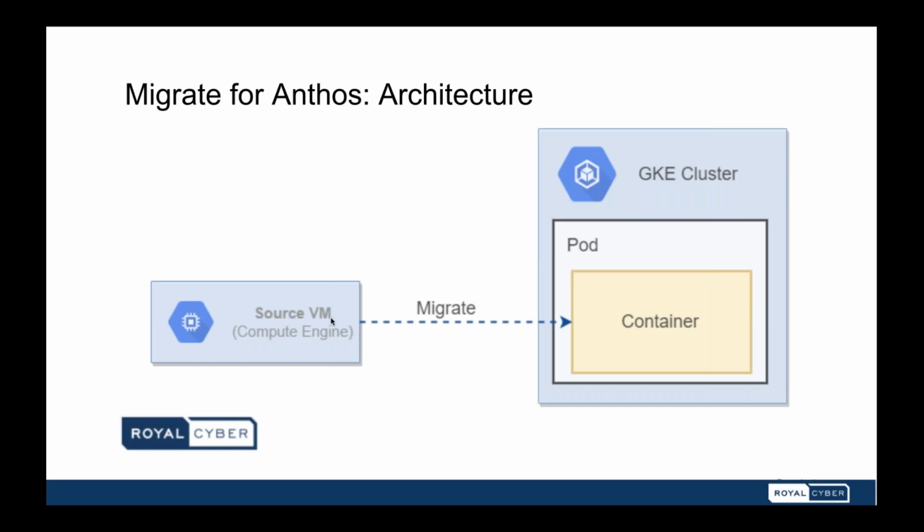So basically, one source VM is able to run in the GKE cluster by converting that VM into a pod, and that pod is able to run multiple containers inside of it. In a GKE environment, you have pods, and each pod is basically utilizing virtual machines, and those are able to run different containers depending on what size of pod you're actually utilizing.